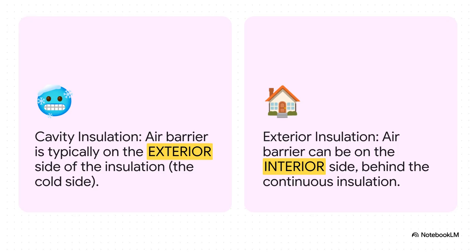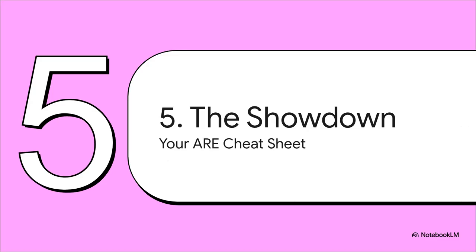In systems that use continuous exterior insulation, you'll see this in super high-performance designs like Passive House. The insulation is completely outside the structure. So in that case, the air barrier can actually be behind the insulation, a lot of times right on the structural sheathing. And this is an amazing strategy because that continuous blanket of insulation keeps the whole structure warm, which basically kills thermal bridging.